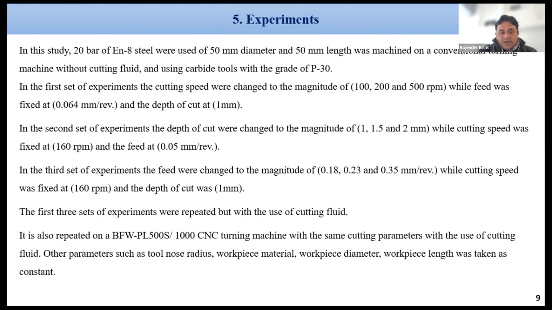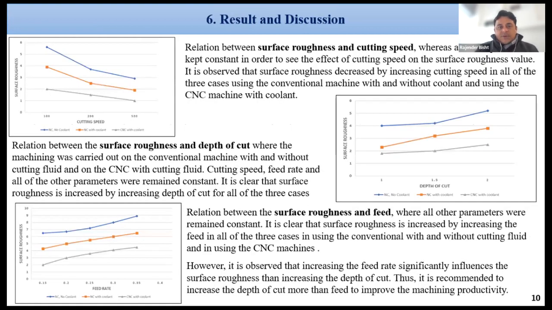In the third set of experiments, I changed the feed rate while cutting speed and depth of cut were kept the same. All these three experiments I repeated using cutting fluid or coolant, and the same experiments I did on both conventional and CNC machines. After this, I took out the results. The first result shows surface roughness versus cutting speed. We can see from the graph that surface roughness decreases as we increase the cutting speed in all three cases, with coolant, without coolant, or on the CNC machine.